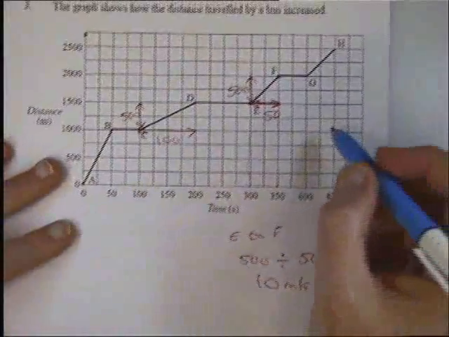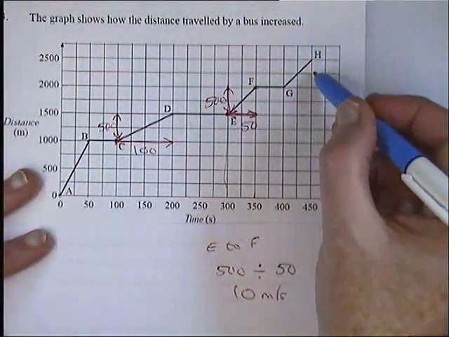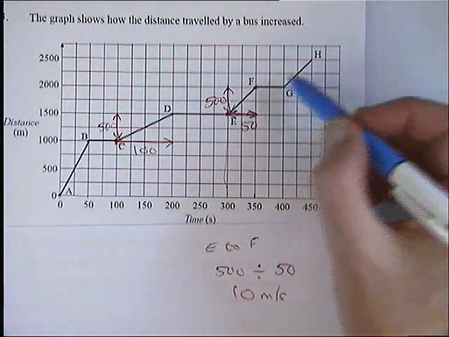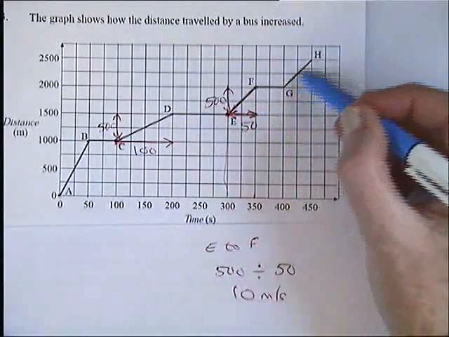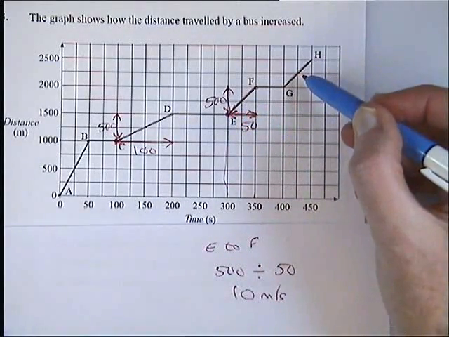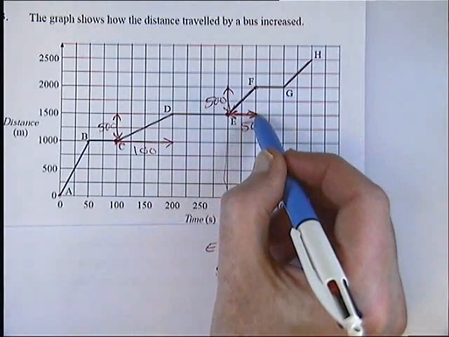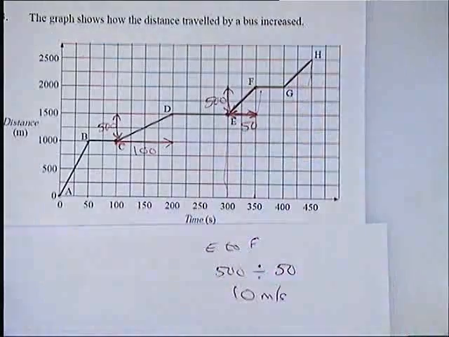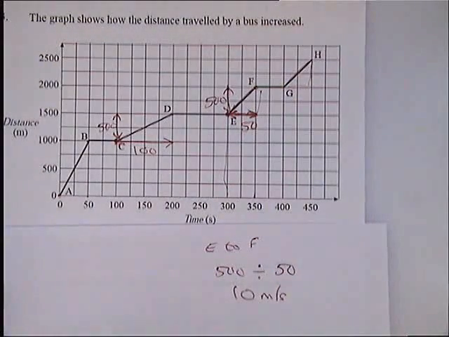The last bit of speed I've got to work out is what's happening between G and H. Now, there's a quick way of doing this without doing the sum. If you spot that that line there and that line there are exactly the same steepness, they both go 2 squares along and 2 squares up, 2 squares along and 2 squares up, they're the same steepness, or they've got the same gradient, that's another word we use. If they've got the same steepness, then they have exactly the same speed. So between G and H, the speed is also 10 metres per second.